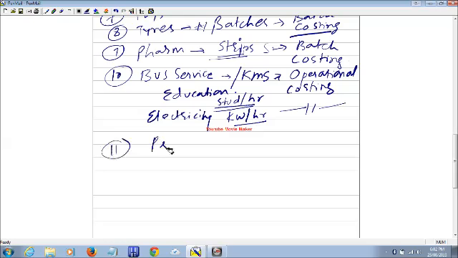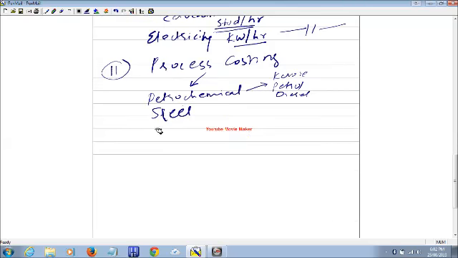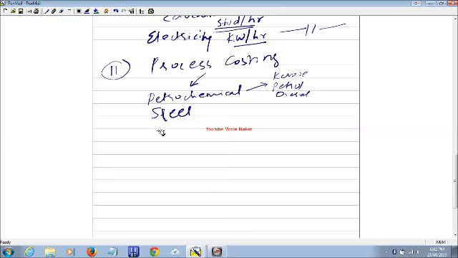It is again an example of operational costing. I will tell you another industry which is related to process costing. In process costing, we do different kinds of processes. In petrochemicals, for example, the first product is kerosene, the second is petrol, the third is diesel. So this is nothing but process costing, as we do different processes and different products are formed.